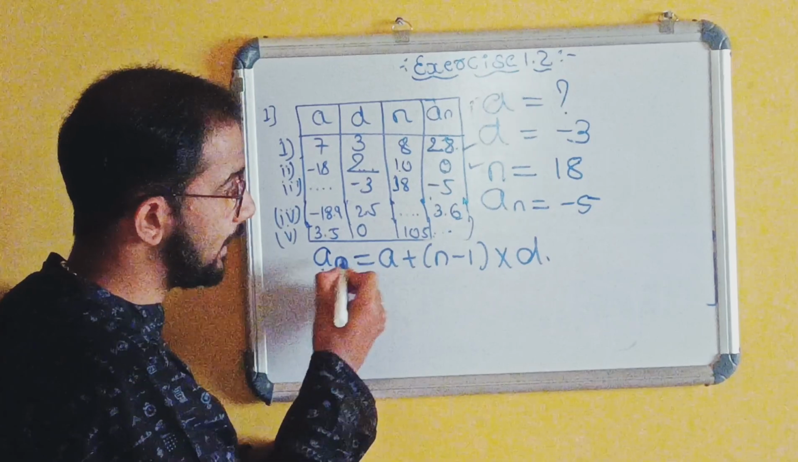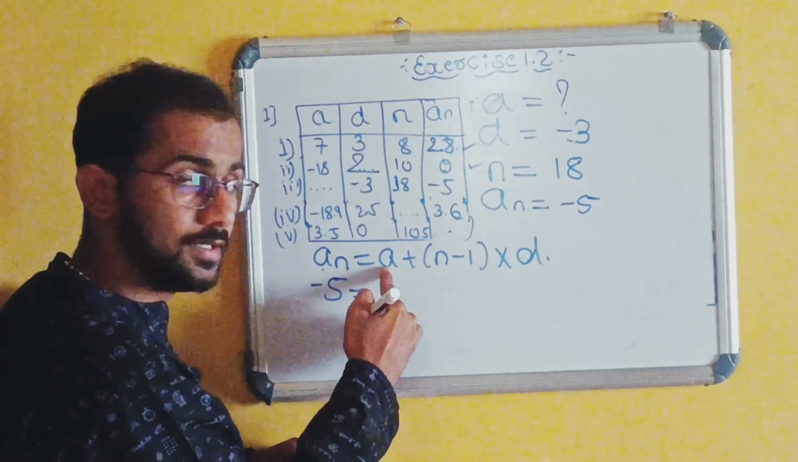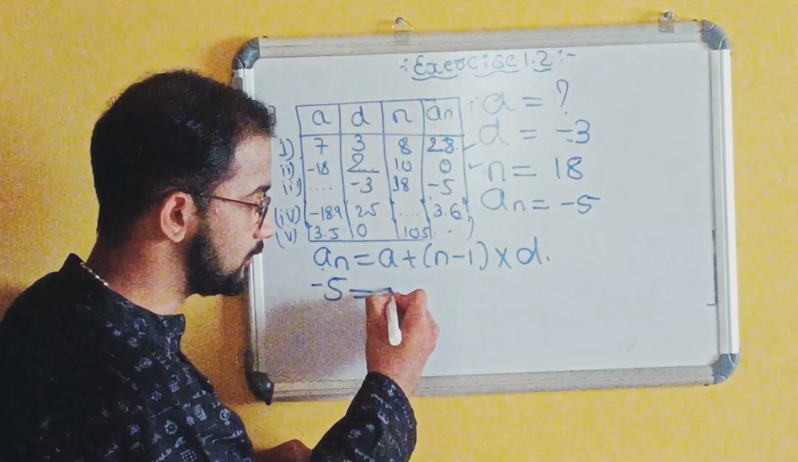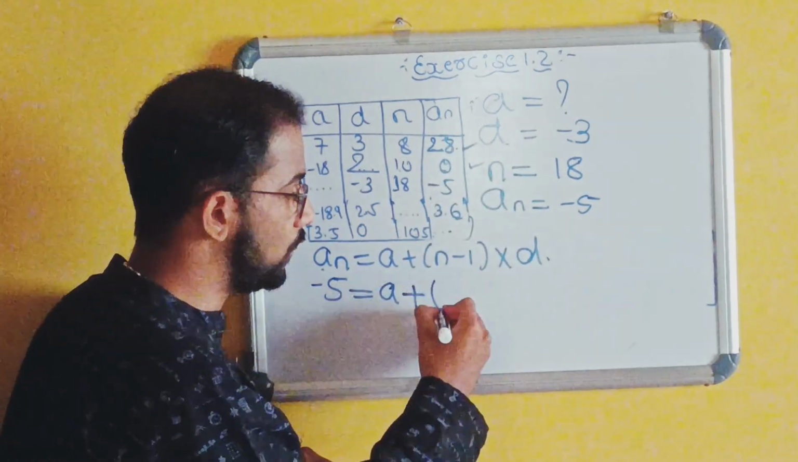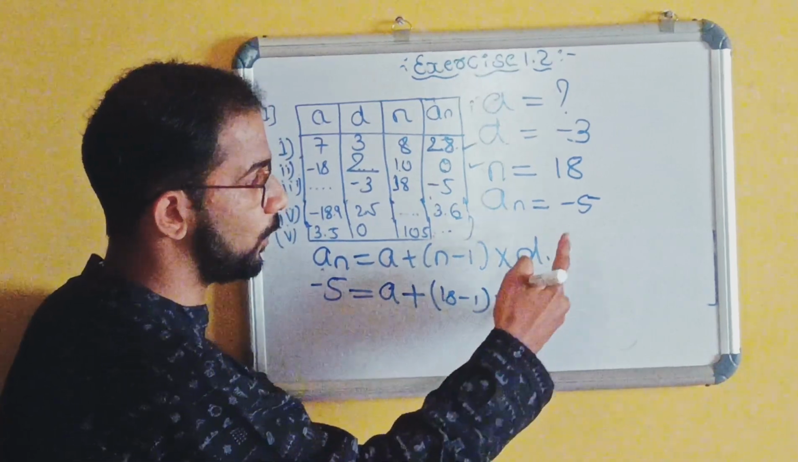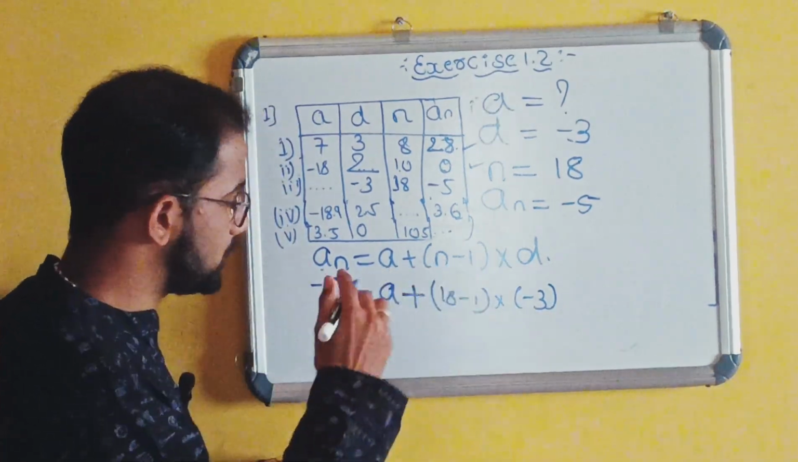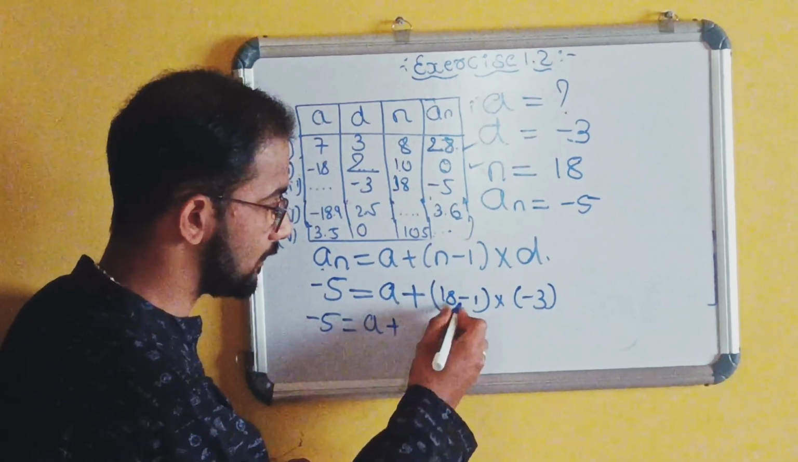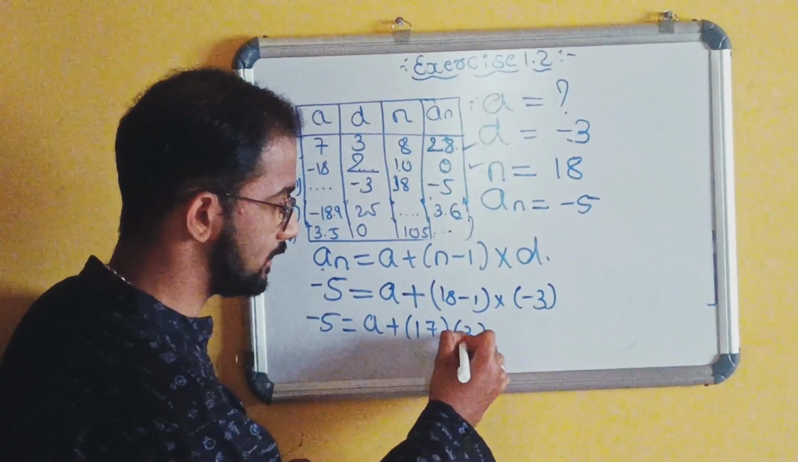Again, let's see what An is. An is minus 5 equals, what is A? We don't know, because that is the task given. We need to calculate A over here. That's why keep it as it is. Don't do anything with A. Now n is given as 18, 18 minus 1 into, what is D? That is minus 3. So now substitute: minus 5 equals A plus 18 minus 1, which is 17, into minus 3.